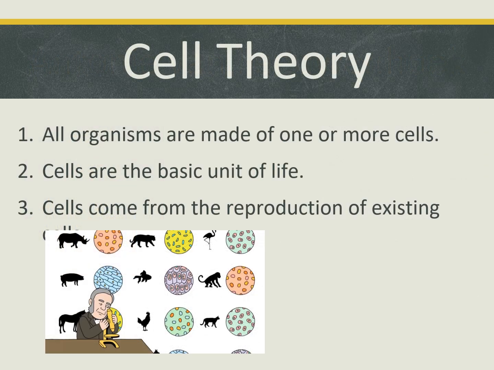The properties of cells are combined to form what is called cell theory. Cell theory states that all organisms are made up of one or more cells. Cells are the basic unit of life, and cells come from the reproduction of existing cells.